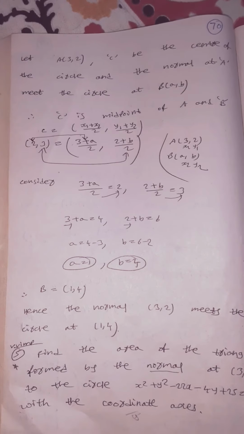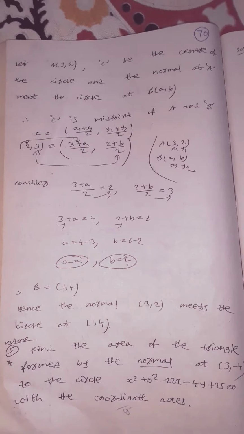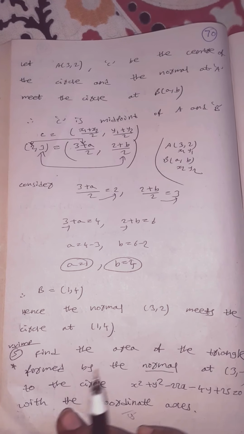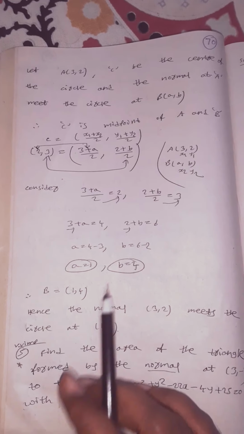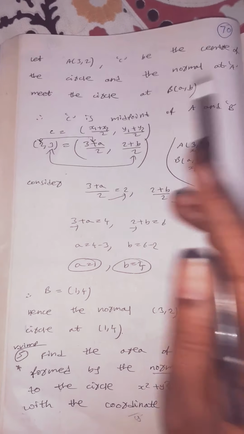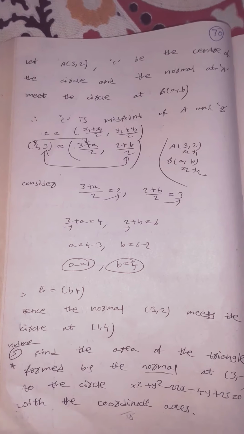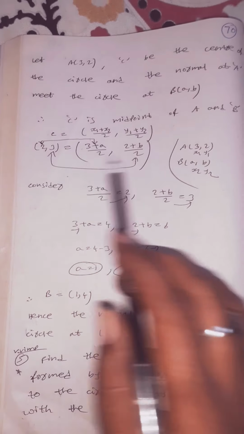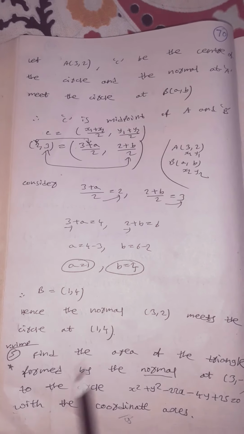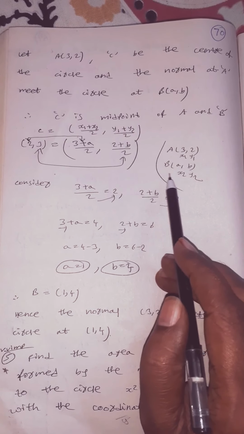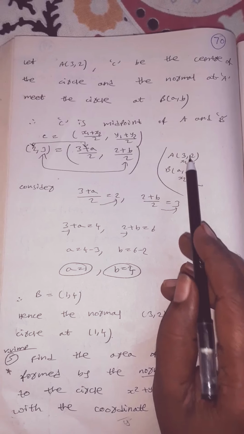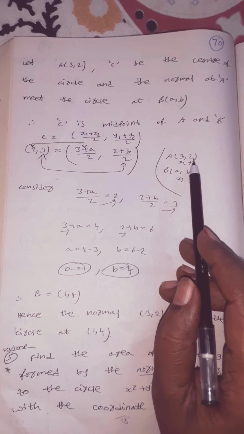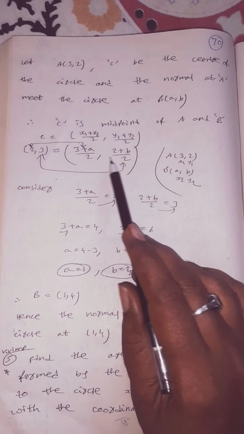Let A(3, 2), C be the center of the circle, and the normal at A meets the circle at B(a, b). So clearly from the figure C is the midpoint of AB, children. So the midpoint formula is (x1 plus x2)/2, comma (y1 plus y2)/2. So the center C value, how much did we get, children? 2 comma 3. And here point A is given like this. Point B we assumed (a, b). So x1 plus x2 means (3 plus a)/2, y1 plus y2 means (2 plus b)/2.